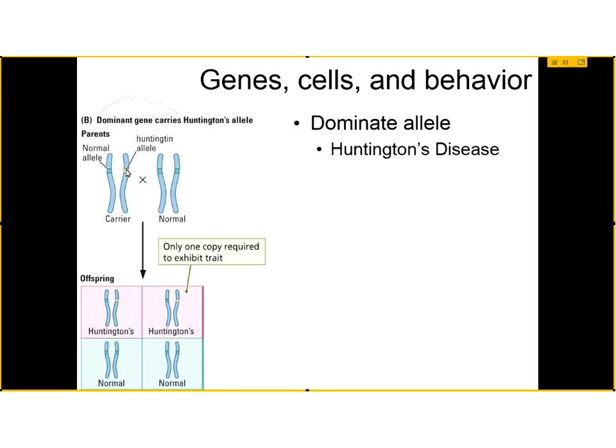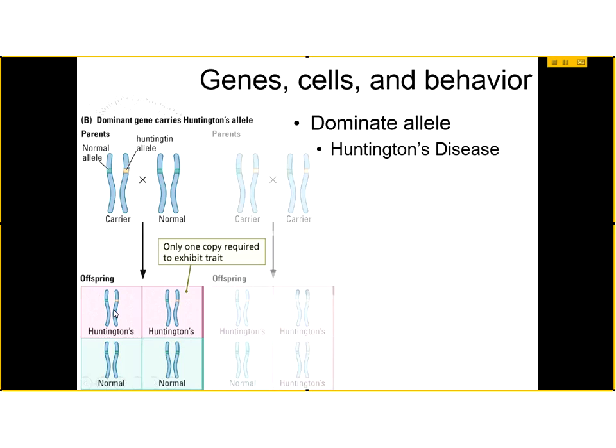genetics for the individuals with either a normal person or a carrier for the Huntington allele. If a carrier was to have a child with a normal person, we see that you have a 50-50 chance of being normal and a 50-50 chance of developing Huntington's disease.